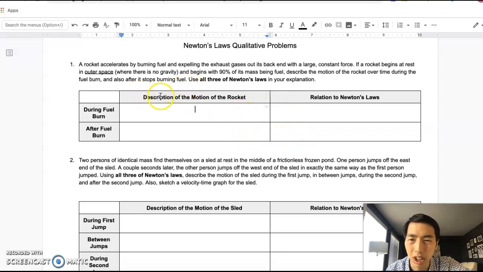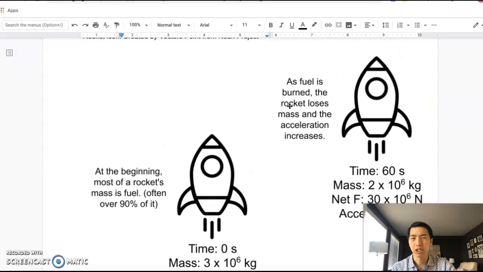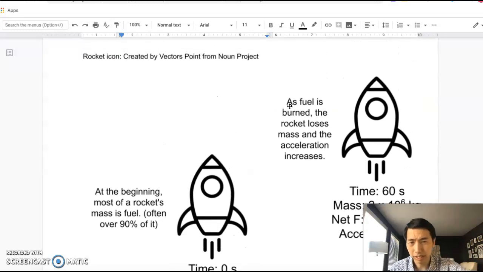So how is the rocket moving during the burning of fuel and then after the burning of fuel? But then also relate it to Newton's laws. So why is it moving that way? Explain using Newton's laws. Before I start typing in here, I'm actually going to show this picture I made.